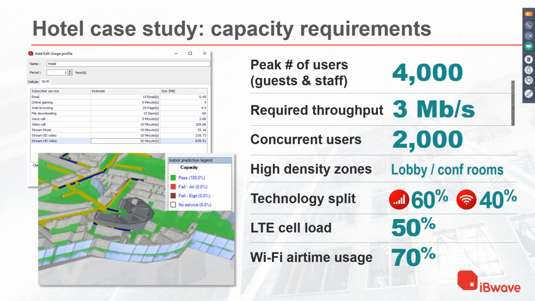And there are some high density zones that need to be considered in the design. So there's a lobby, obviously, and there's conference rooms, and probably the restaurant as well, which will tend to have a higher density of users. Technology split, which is assumed here, is 60% LTE and 40% Wi-Fi. And we have different cell load assumptions for LTE, 50%, and Wi-Fi airtime usage, which have an impact on the design and on the capacity planning for sure. All right, so that pretty much sums up at a high level the key requirements that we're working with.